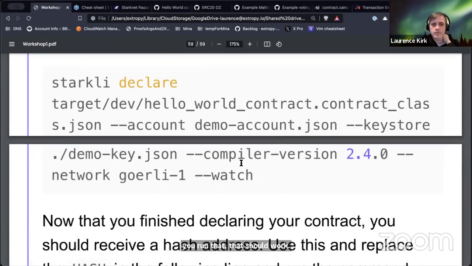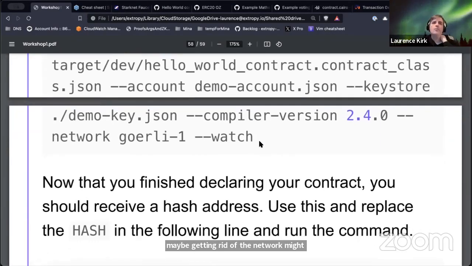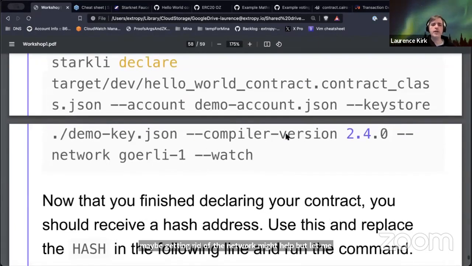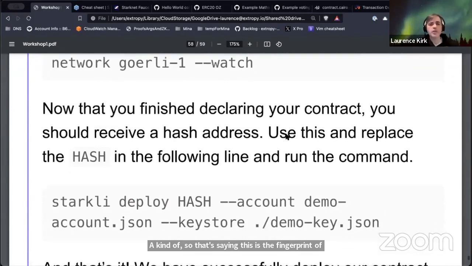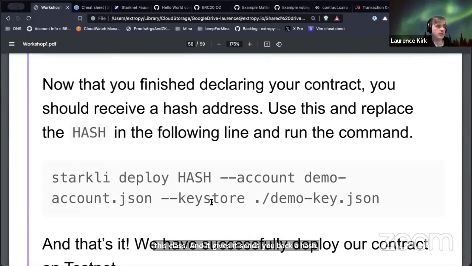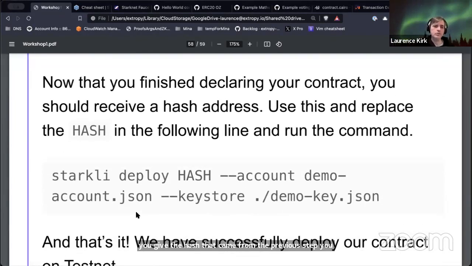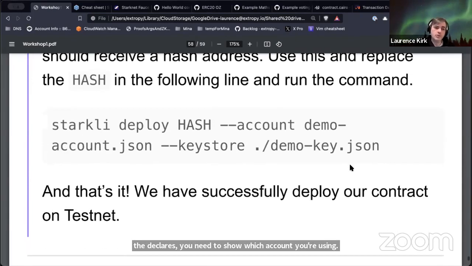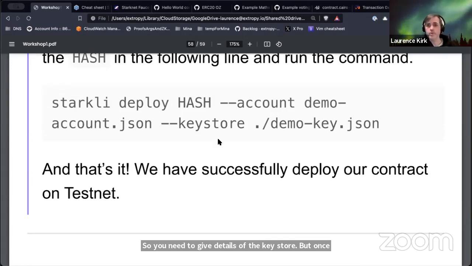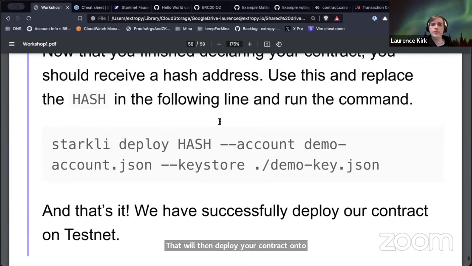I did have some problems with this, so you may want to check. I think maybe getting rid of the network might help, but let me know if you have problems. Once you've declared that, it gives you a hash, the fingerprint of this class. When you have that hash, you can deploy it and get actual contracts that you can interact with. For that, you use Starkli deploy, and then you give the hash that came from the previous step. With all of these declares and deployments, you need to show which account you're using, so you need to give details of the keystore. Once you've done that, that will deploy your contract onto the test network. So please try that out.